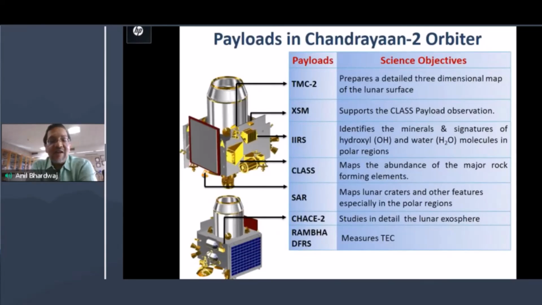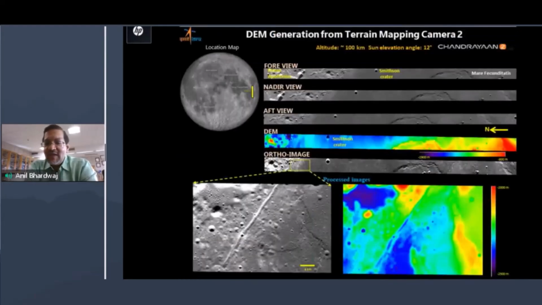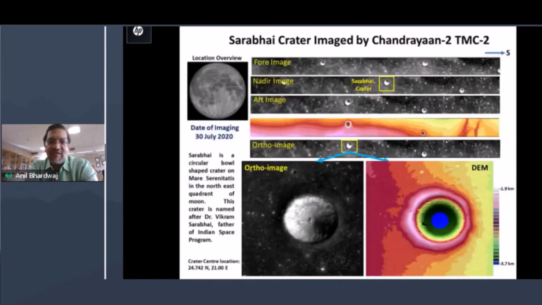They are working very well, looking at various features on the surface of the moon, looking at the three-dimensional maps, talking about mineralogy, presence of water, elemental composition, exosphere of the moon, and talking about the very tenuous ionosphere, as well as the features in the polar regions from SAR and elemental composition using the CLASS instruments. So these 8 experiments are working very well in providing very useful data. Some of them I will just skip very fast, talking about how the features of the surface look like.